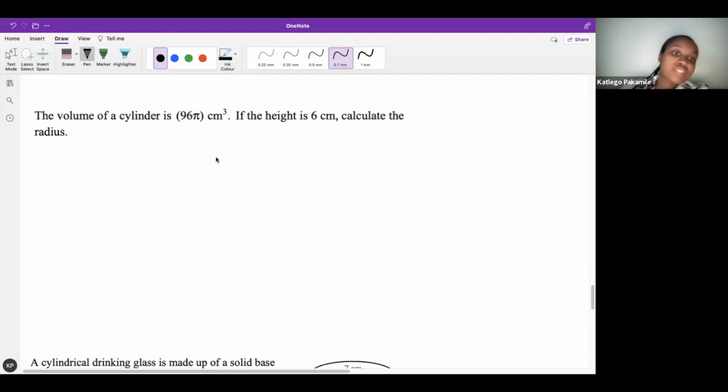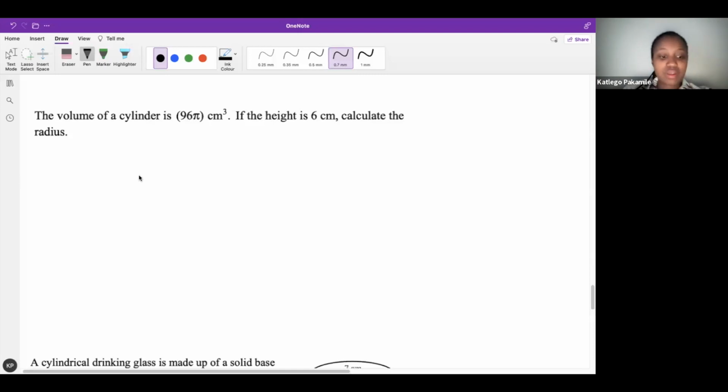Okay, the volume of a cylinder is 96 pi. If the height is 6 centimeters, calculate the radius. Where are we starting with this one? Where do you guys think we're starting with this one? Yes, Palesa. Nice, Abu. I see your suggestion. Yes, Palesa. Ma'am, I can try do it with you.